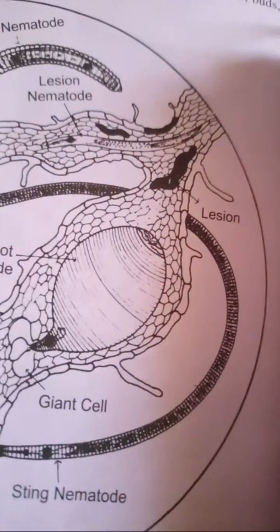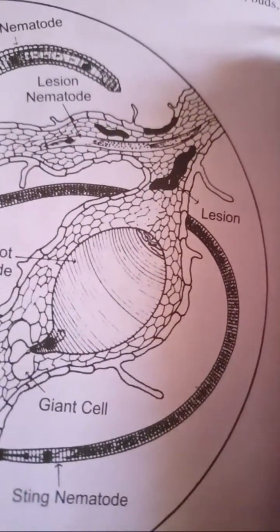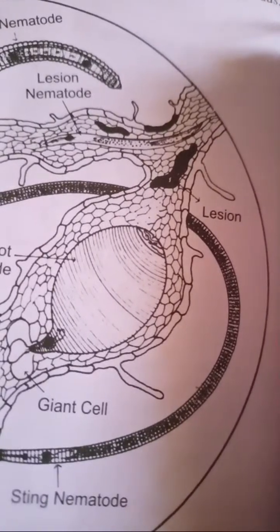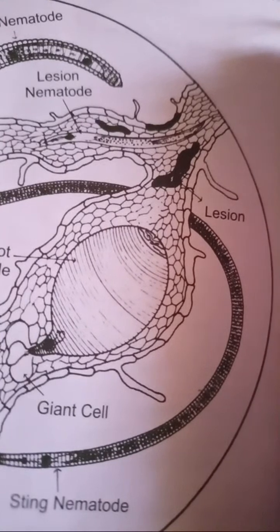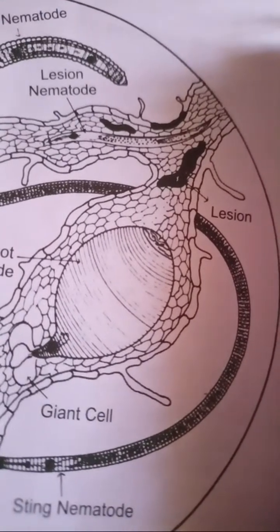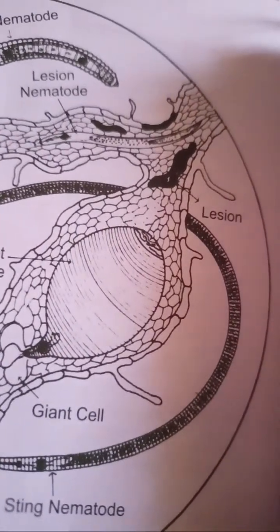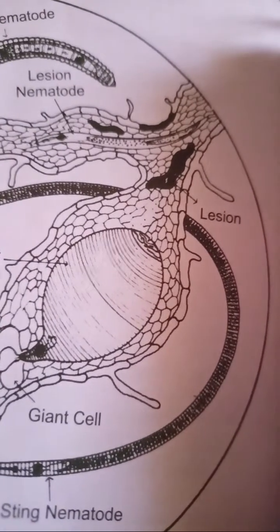So this nematode moves in the cortical parenchyma of the root host, and while migrating, it feeds on the cells, multiplies and causes necrotic lesions, friends. So very important, you have to understand the nature of damage of this Pratylenchus species. They cause the necrotic lesions.